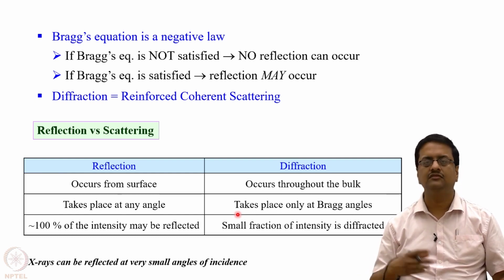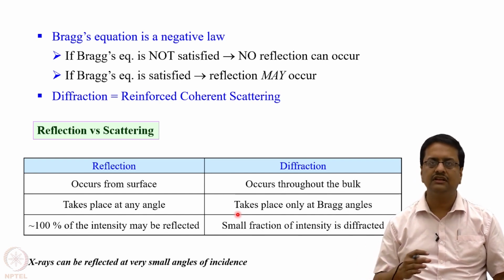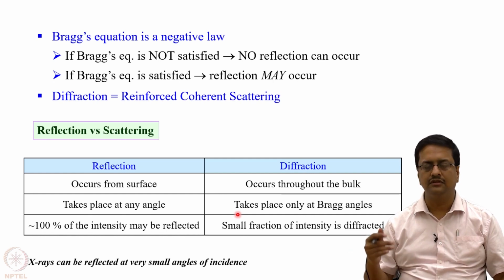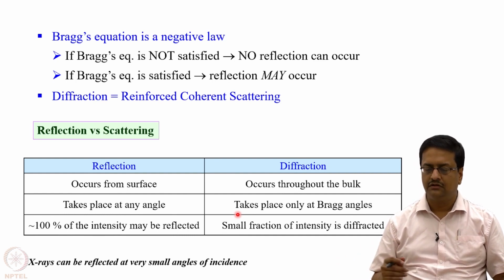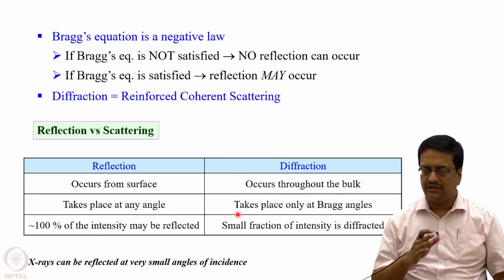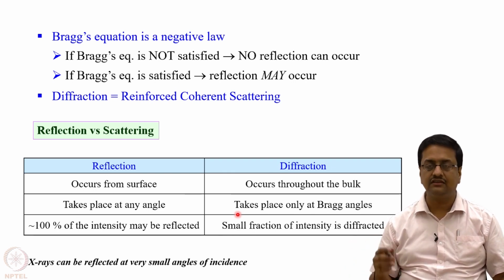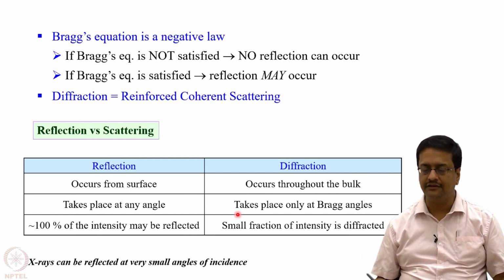Why? Because you have already seen there are conditions where there is a systematic absence. If a plane matches the systematic absence conditions, which means that the constructive interference does not take place for that particular plane, then we do not see the diffraction from that plane.